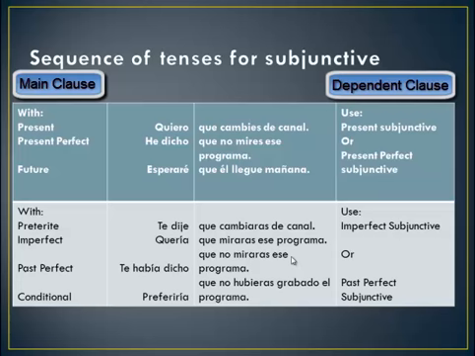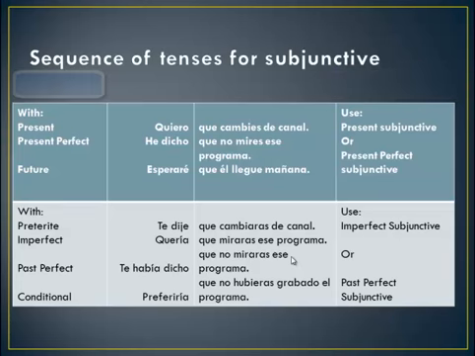If you have preterite, imperfect, past perfect, and conditional in your main clause, you're going to use imperfect subjunctive, or you could use your past perfect subjunctive. Okay? So make some notes on this chart. Hopefully it'll help you keep all of your tenses straight, and with all the practice that I have for you in class, that should help too.